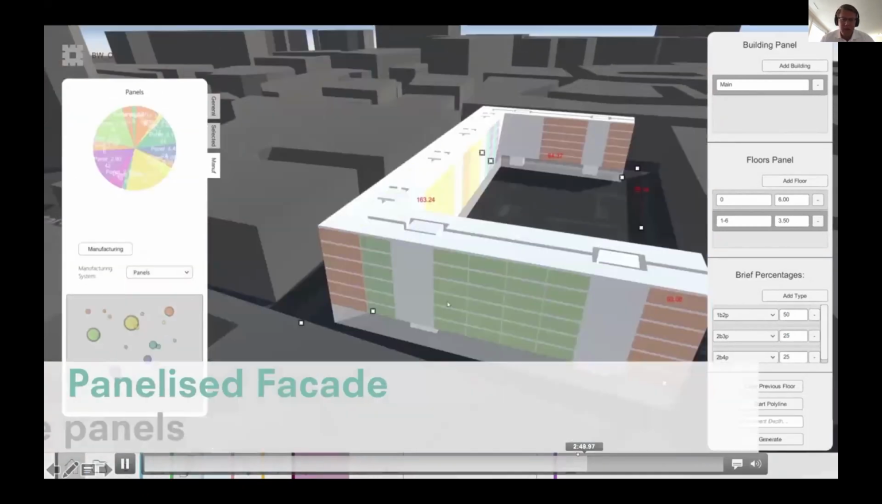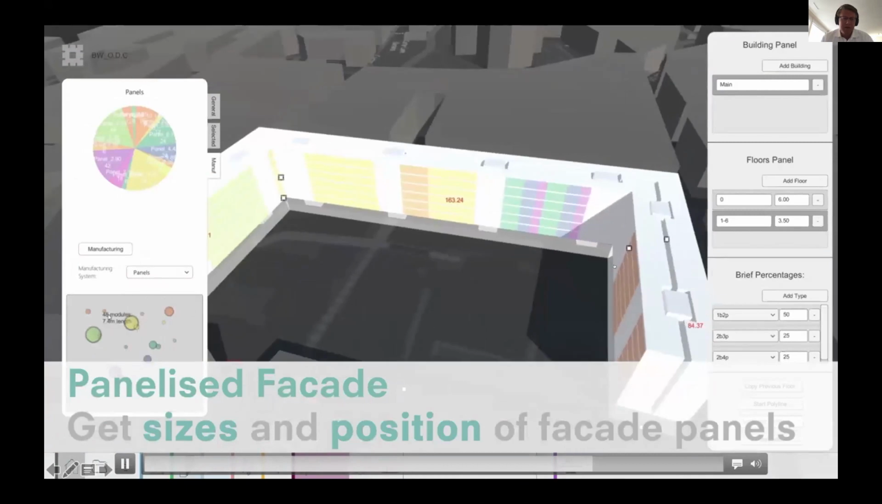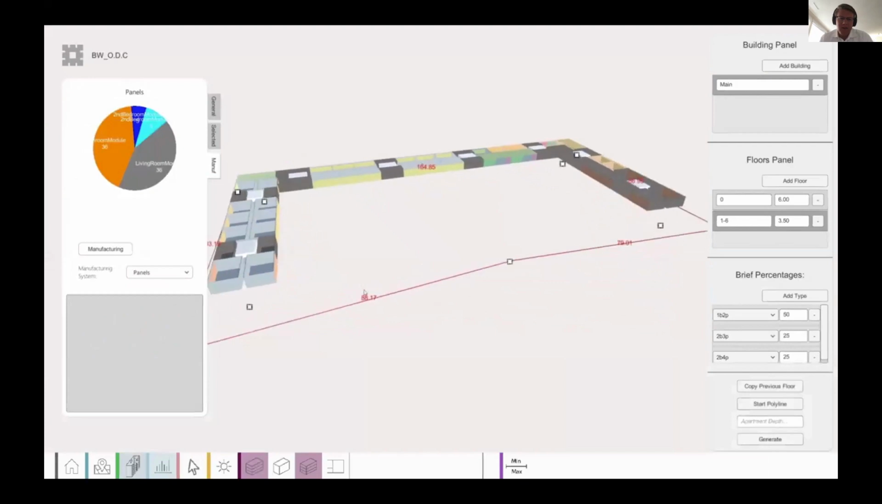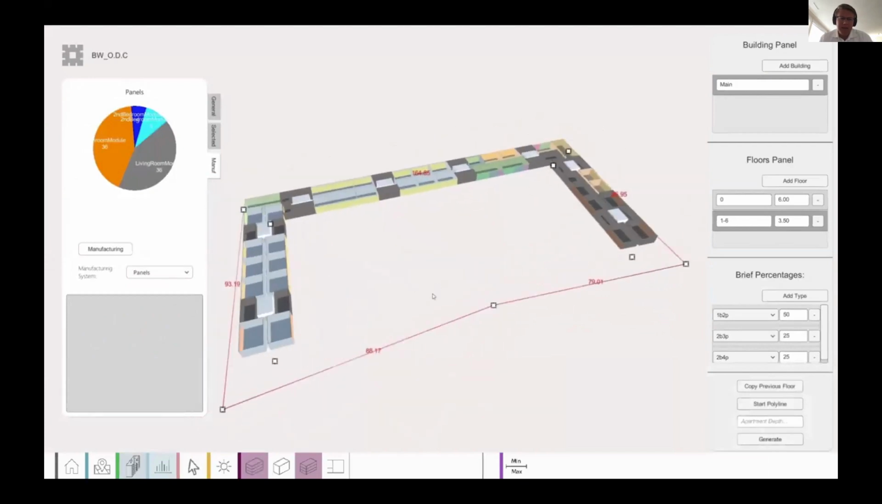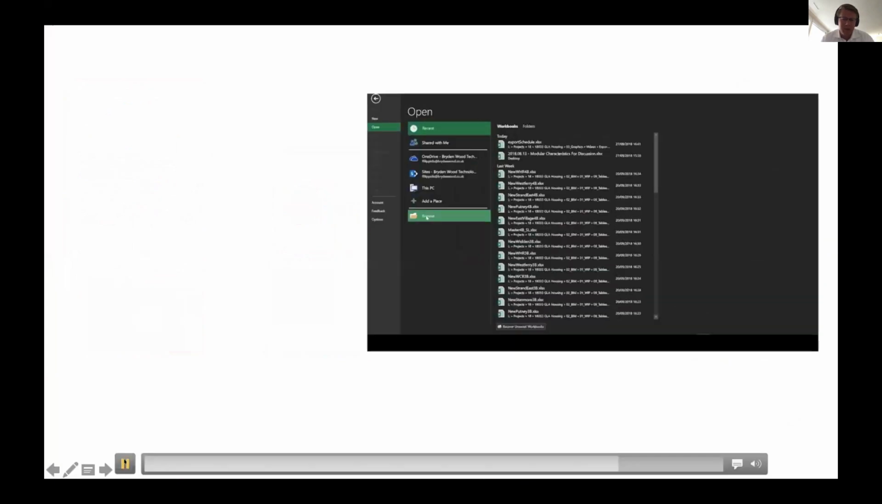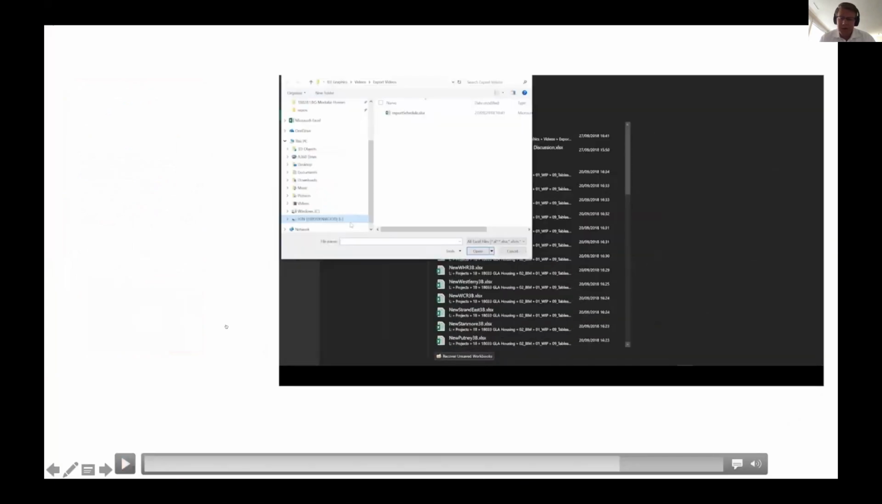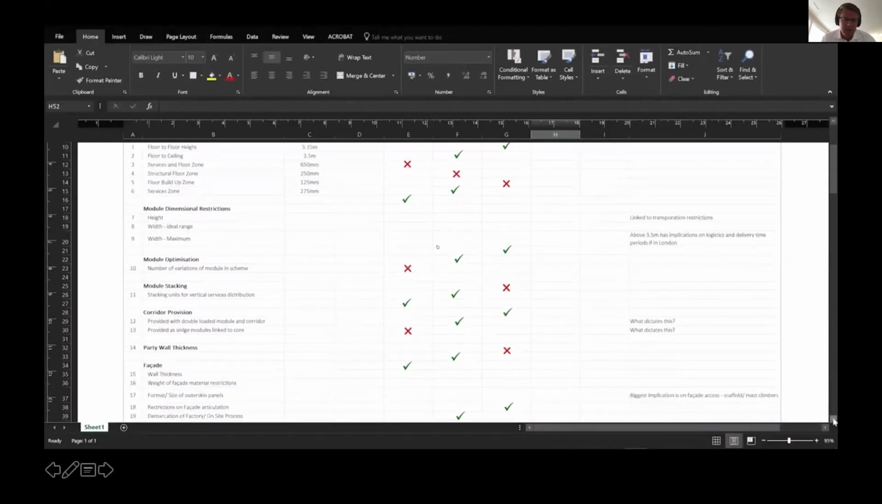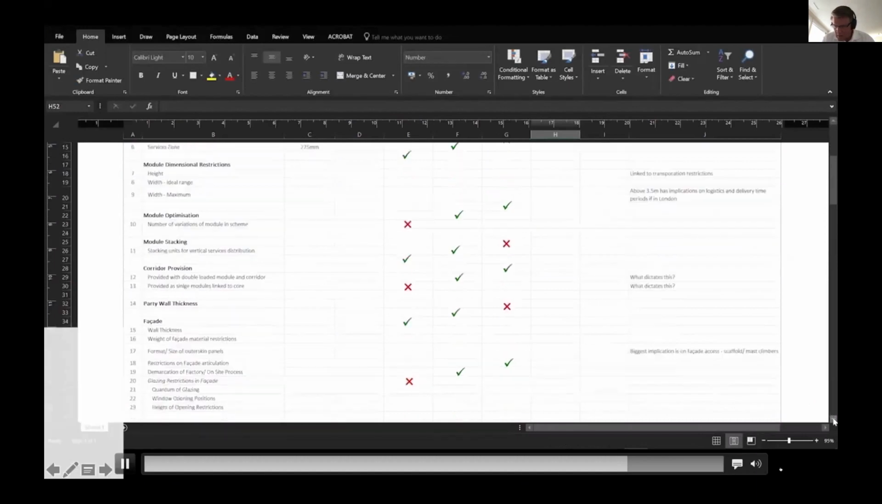Just for the sake of time, I'm going to skip forward. I think this is their example of a panelized facade. You can get the exact, precise sizes of the facade panels, but this can go much further in the future. This is just a very brief example of how these things are emerging. Let's see if I can skip ahead to the next.